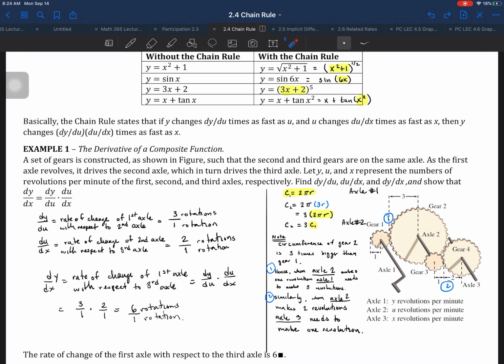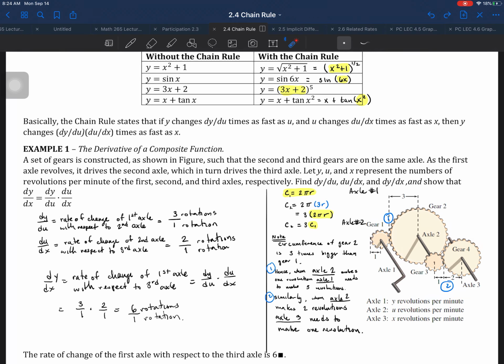Let's see, as the first axle revolves, here's your axle right here. If you revolve this axle, then you're going to move this gear, right? It drives the second gear, because it's going to move the second gear, and that gear is going to act on this axle, which is going to move this gear, which is going to move this gear, which is going to move this axle. So if you notice, there's a connection between this axle, that axle, and that axle.